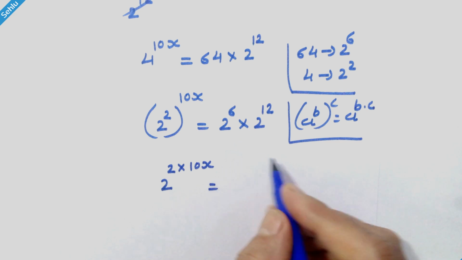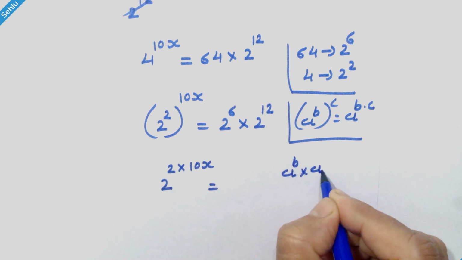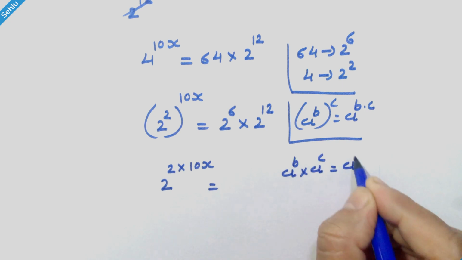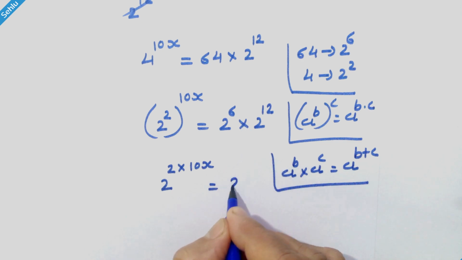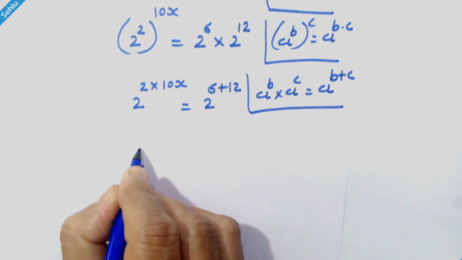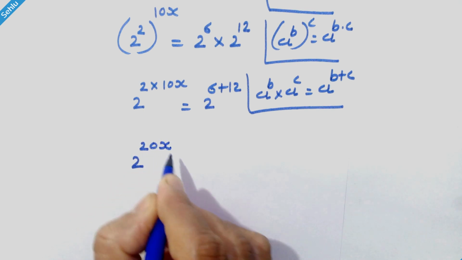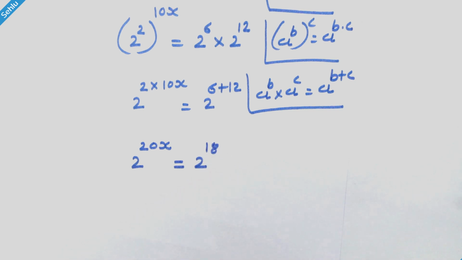And here we will use the rule where a raised to b into a raised to c can be written as a raised to b plus c. So here we have 2 raised to 6 plus 12. Now we have 2 raised to 20x is equal to 2 raised to 18. We have same base, and now we can equate the exponents. So 20x is equal to 18.